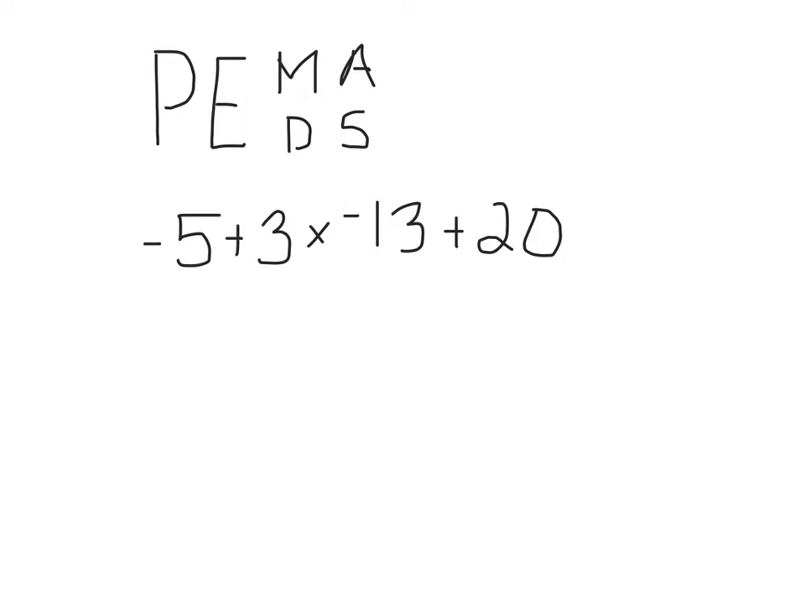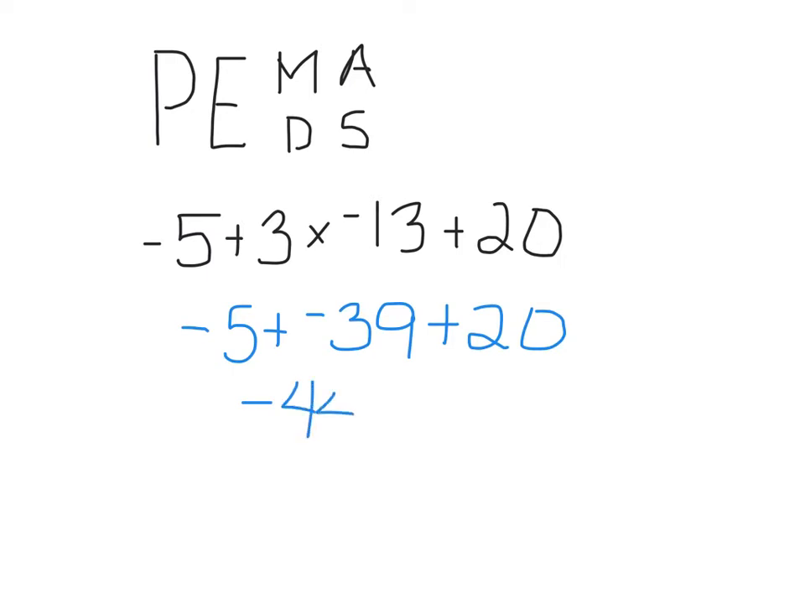So now we're going to rewrite the rest. We have -5 plus 3 times -13 equals -39 plus 20. So that's a little more simplified. Now we're going to add and subtract just from left to right. So we start here with -5 plus -39. Now we know those both have like symbols, so it stays negative when we add.